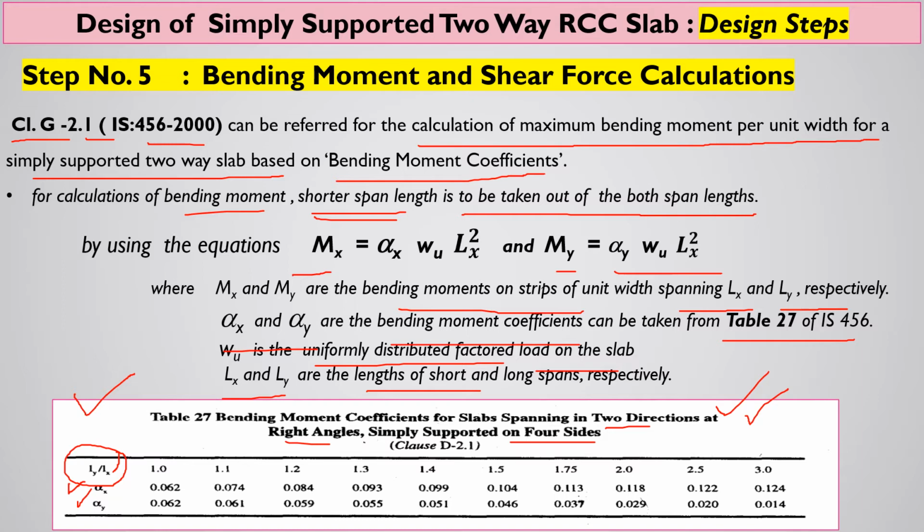and based on that value, whether it is 1, 1.2 etc., or in between these two values, accordingly we can do the interpolation, and we can find out the value of alpha x from this row as well as alpha y from this row, corresponding to the value of Ly by Lx.